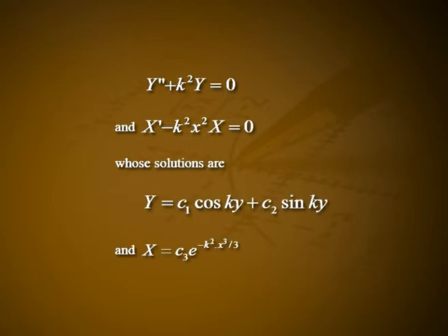Case 2. Let the constant be negative, say minus k square. We obtain two ordinary differential equations as follows. Capital Y double prime plus k square into capital Y is equal to 0 and capital X prime minus k square x square into capital X is equal to 0, whose solutions are capital Y is equal to c1 into cos ky plus c2 into sin ky, and capital X is equal to c3 into e raised to minus k square into x cube by 3.